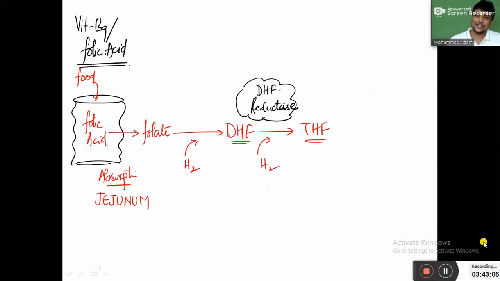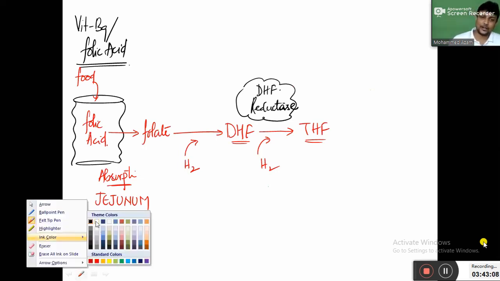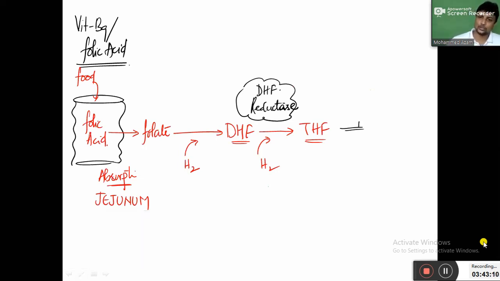It's so easy. And now this tetrahydrofolate is the one that is used for the synthesis of DNA and RNA, and I will tell you about that tomorrow. Don't worry about that. So this is the entire metabolism of folic acid. So remember, in the human body, is folic acid formed ready-made? No, we are going to just consume that in the food.